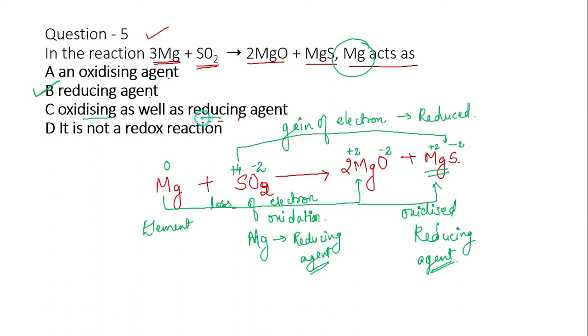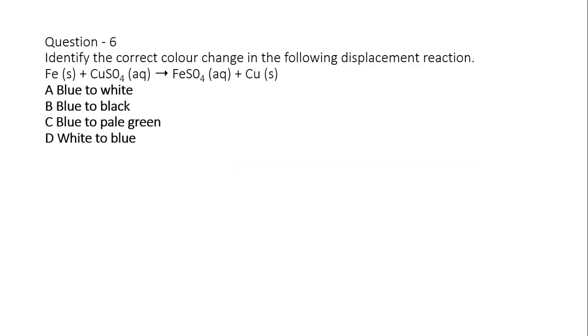Oxidizing and reducing both are not happening here, okay? Because in both, that is MgO and MgS, +2 oxidation state has been achieved by the Mg, from 0 to +2. So since it is 0 to +2, that means it is going to be a reducing agent. I hope it is clear to you. So let's move to the next question.